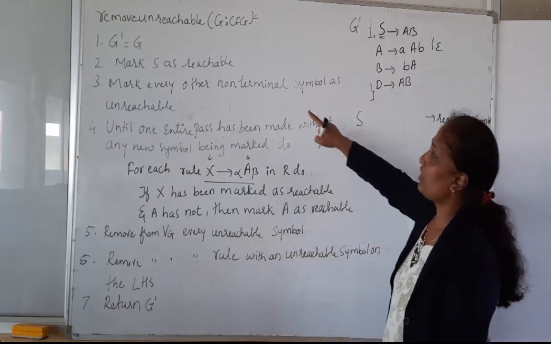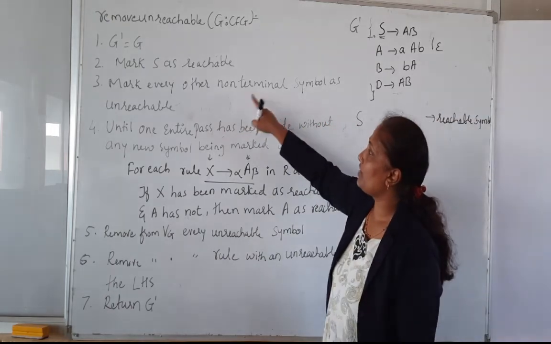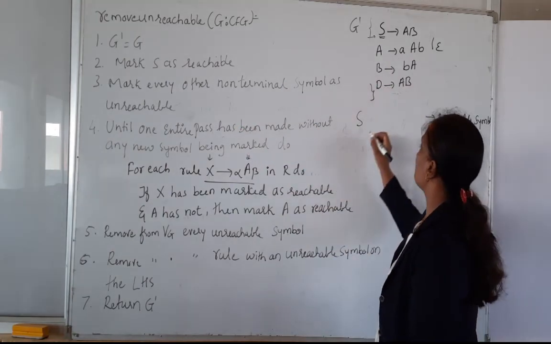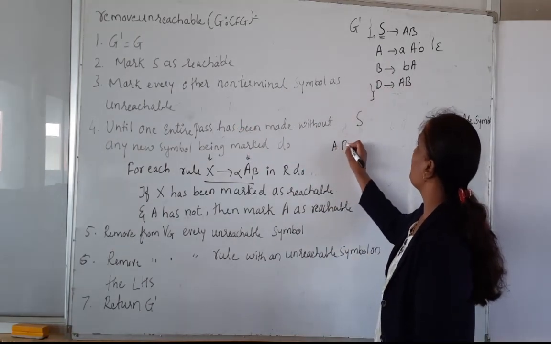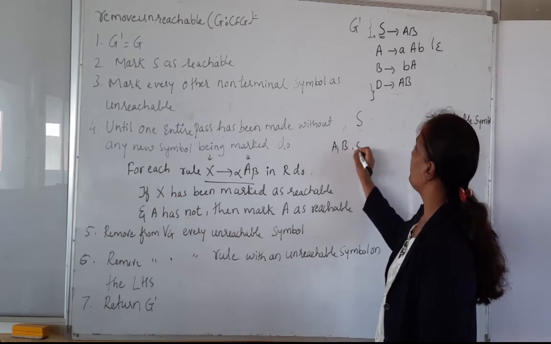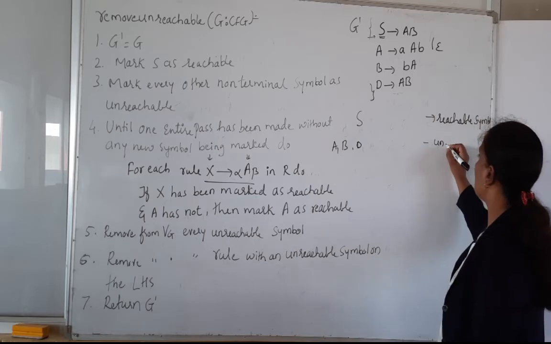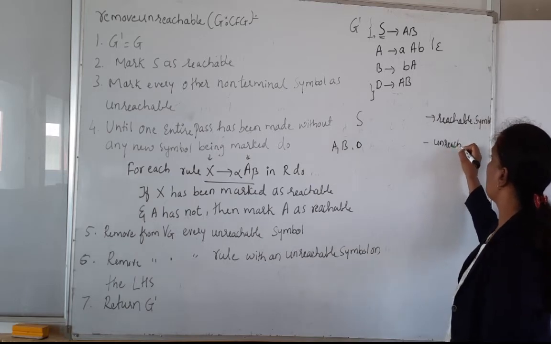Next, according to the third step, mark every other non-terminal symbol as unreachable. So what are the left out symbols here? A, B and D are the unreachable symbols. I am going to mark these as the unreachable symbols.